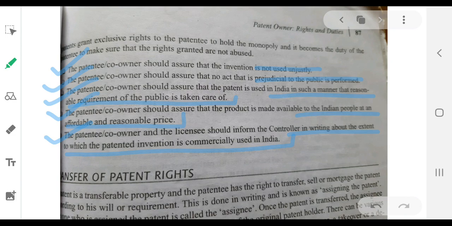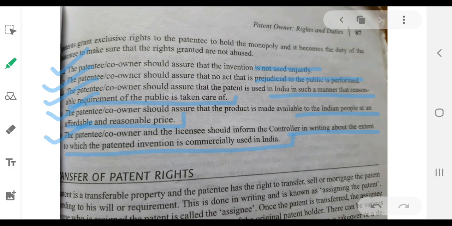So this is about the class today. We have come to a conclusion that a patent owner has many rights and duties, and as a patentee we should know the rights and duties of a patent owner. We also have to focus on the rights of the co-owner, what they can exploit and what they can get from being a co-owner of a single patent.